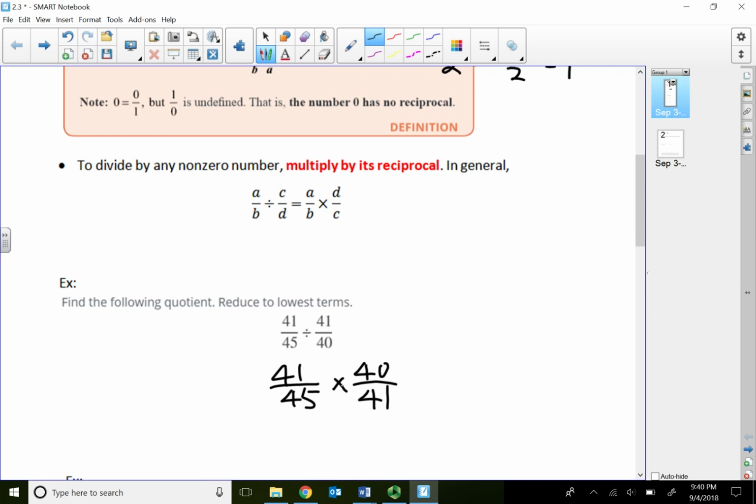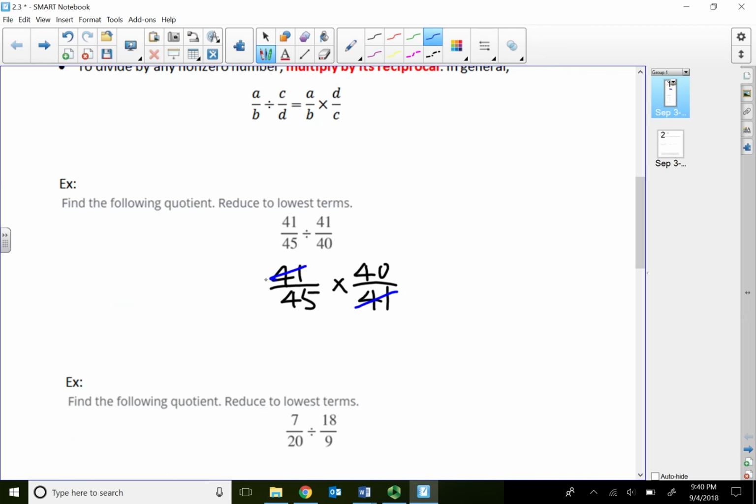Once it becomes a multiplication problem, I'm going to reduce my top numbers with the bottom numbers. Quickly I noticed 41 on top and 41 in the bottom can be reduced by 41 itself. That will give me 1 and 1. Now the 40 on top and the 45 in the bottom, I recognize them under the multiplication table of 5. If I reduce them by 5, that will give me an 8 and a 9. No more reducing top and bottom. 8 and 9 cannot be reduced, so multiply them side by side. My answer, 8 over 9.